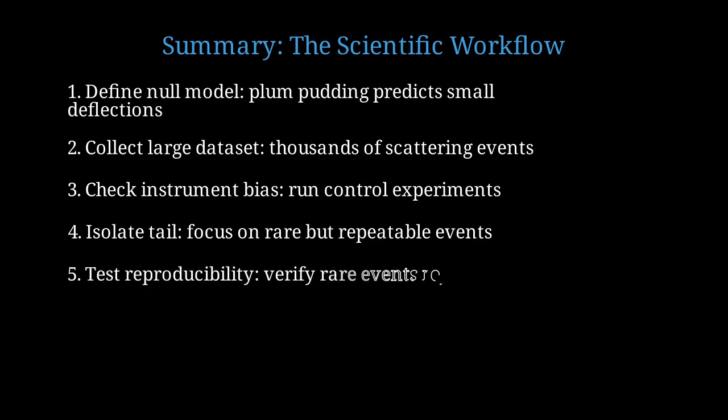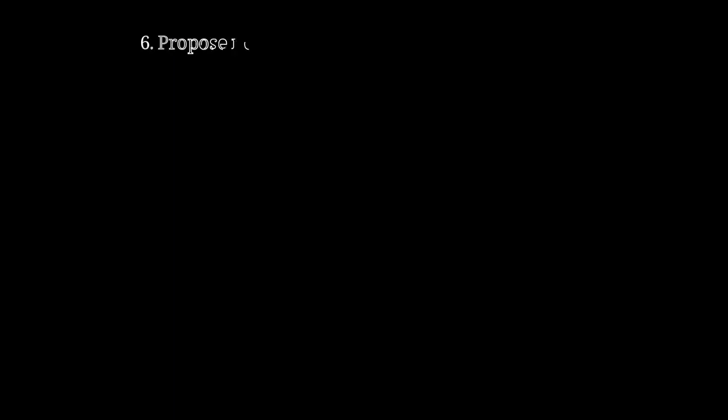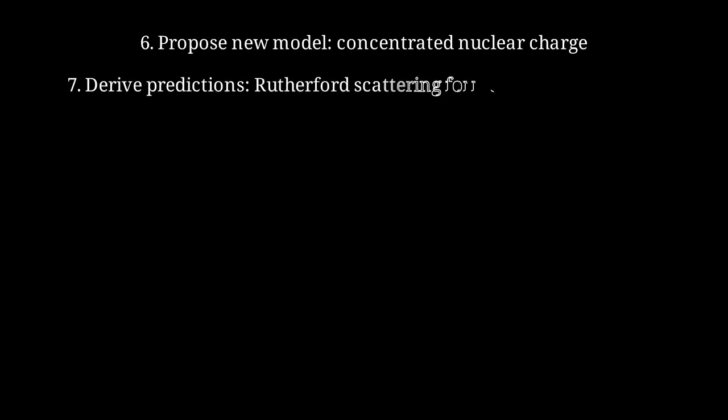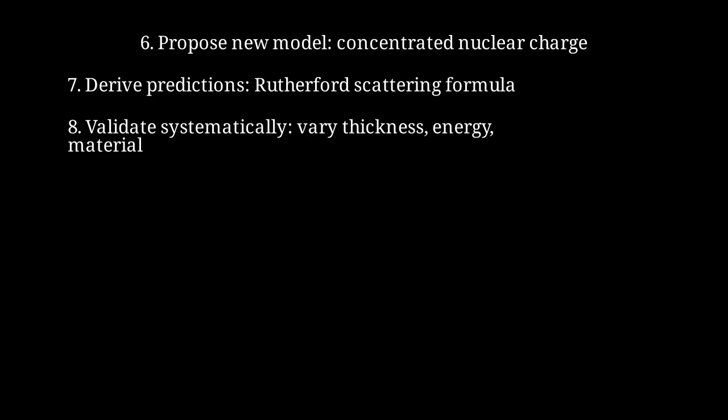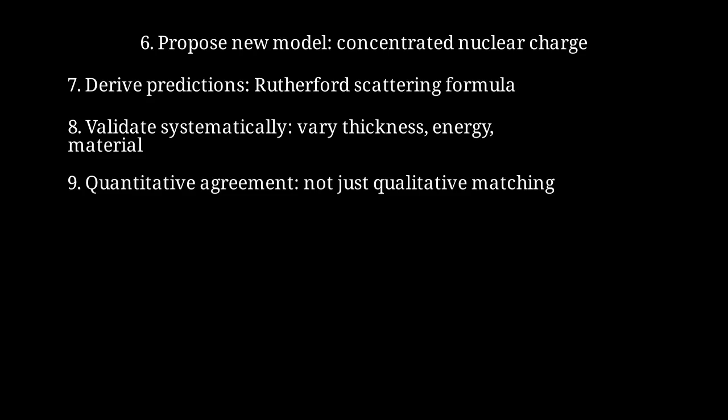Step 5. Ensure rare events are reproducible, not statistical flukes. Step 6. When data contradicts theory, propose a new model that explains the anomaly. Step 7. Mathematically derive quantitative predictions from your new model. Step 8. Validate by systematically varying experimental parameters. Step 9. Demand quantitative agreement, not just qualitative trends.